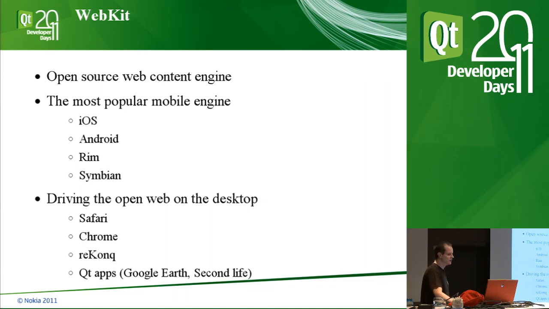It's the most popular mobile engine. You find it on iOS, on Android, on RIM, on Symbian, on many phones. It's driving the open web on the desktop. The WebKit community is very active in the W3C, helping to shape the standards. And on the desktop, you find it in Safari, on Mac and Windows, and then Chromium. It's the same for Rekonq on KDE, or even Konqueror with different KParts. And then there are many Qt apps that are using it. I'm not sure Google Earth is still using it, but they used to, and Second Life also is using it.